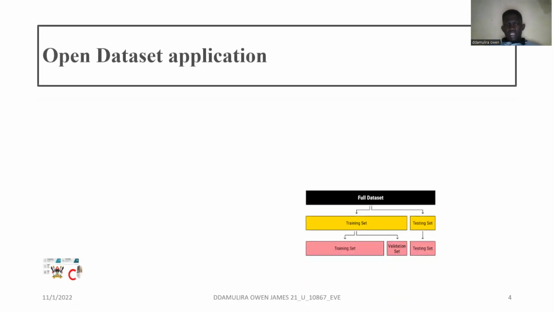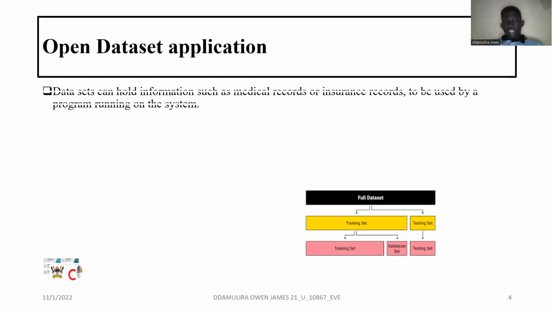Now, dataset. A dataset is a collection of data. It holds information such as medical records, insurance records, to be used by a program when running the system. What do they mean? A dataset is just a collection of everything your model will use: the training images, the training data. Remember I talked about training data in that lecture. A full data set has a training set, a testing set, and a validation set.